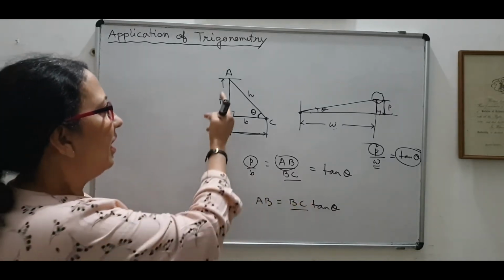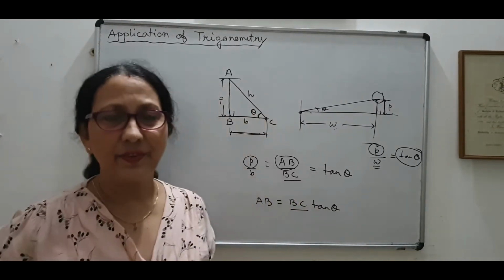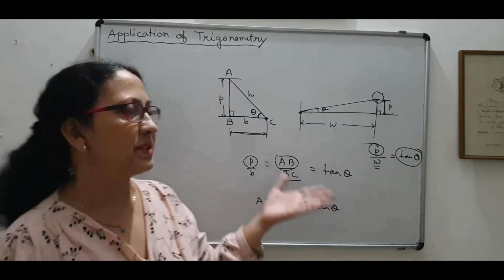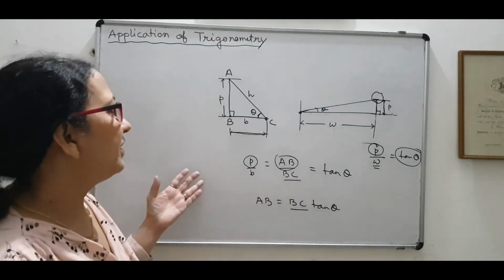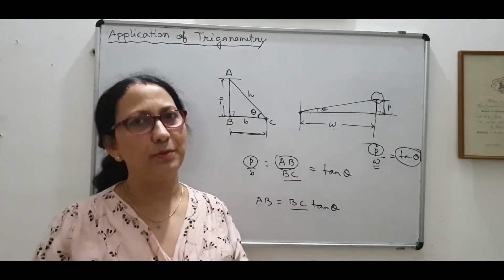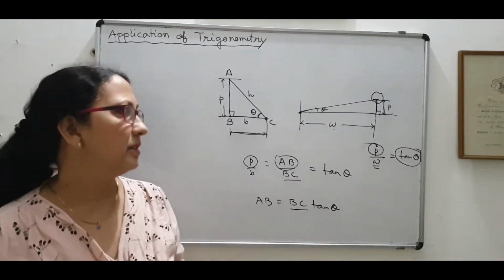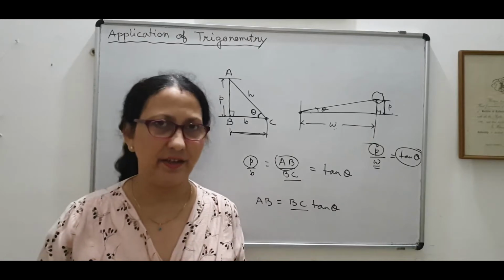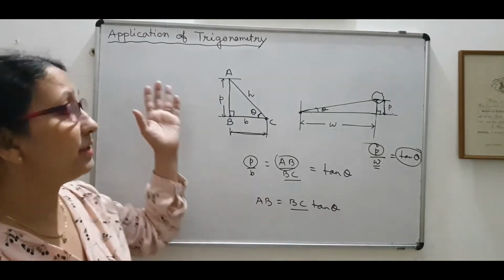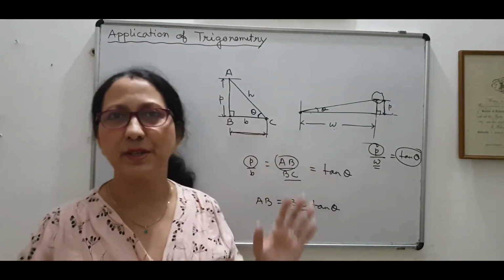This is the basic idea: height by base is tan of theta, and tan theta can be measured with the help of an instrument, and if either the height or the base is possible to measure, we can get the value of the other by the trigonometric ratio. That is how we apply trigonometry in height and distance measurements.